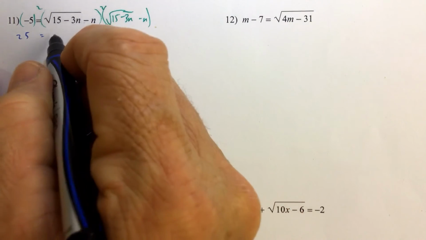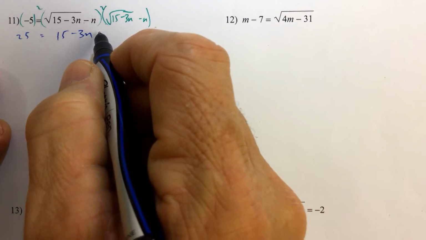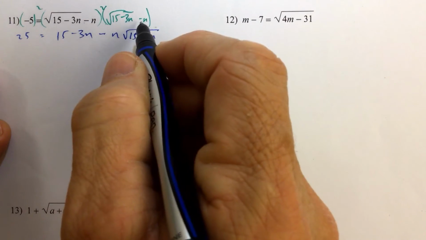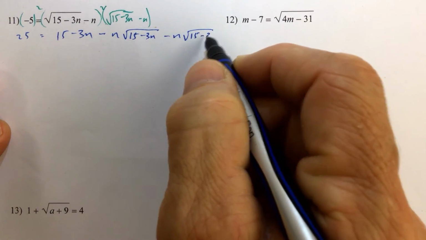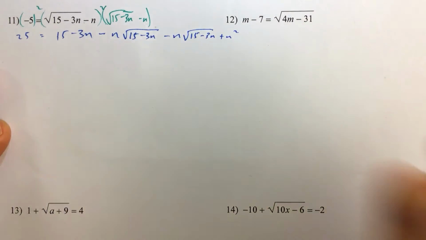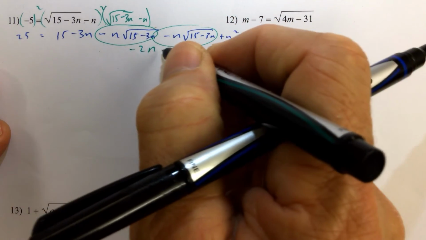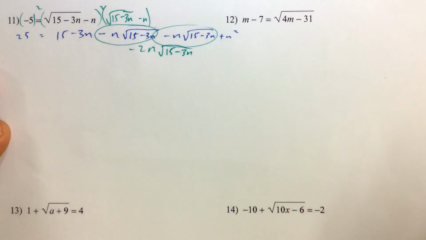When you do the first times the first, you'd get your 15 minus 3n. So far, so good. Then you would get minus n times the square root of 15 minus 3n when you multiply the outsides together. Then the insides together, minus n, again, radical 15 minus 3n. And then you get plus n squared. Well, notice by squaring both sides, you did nothing to get rid of the radicals, because when you combine those two like terms, you get negative 2n times the square root of 15 minus 3n. You still have a radical in your equation, and you don't want that.